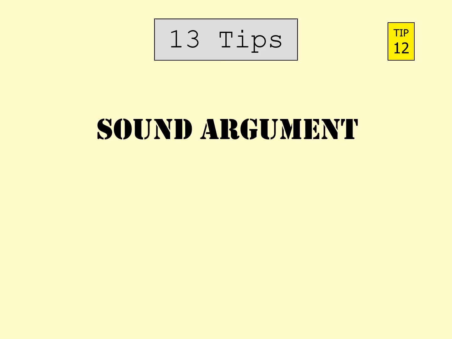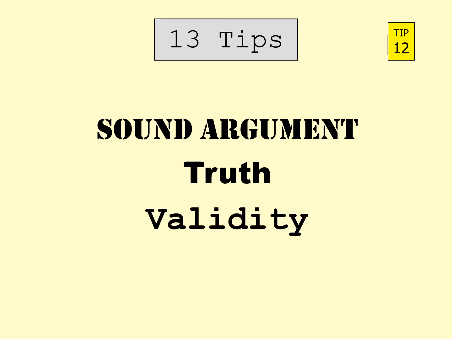2 more tips to go. The first is about the difference between truth and validity. Tip number 12. Recall my mentioning what I meant when I say a certain philosopher is right earlier. I said then that to be right philosophically meant to have a sound argument, and that that sound argument has a true conclusion arrived at from true premises supported by a valid argument.